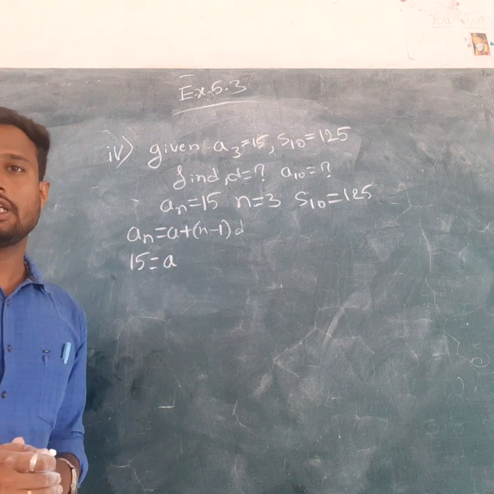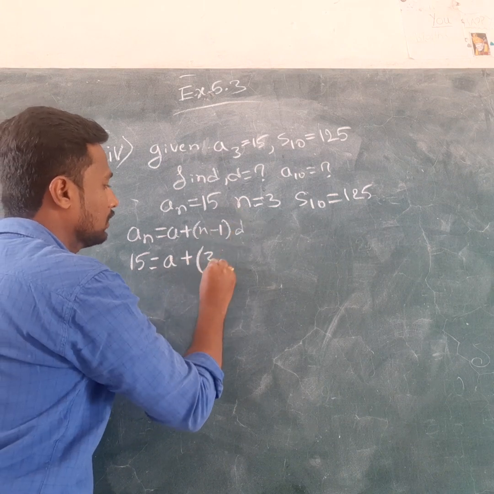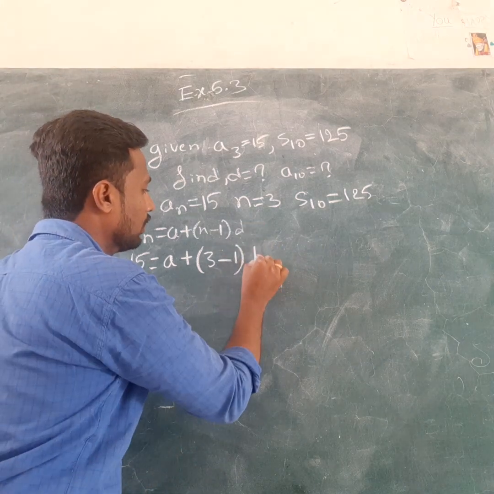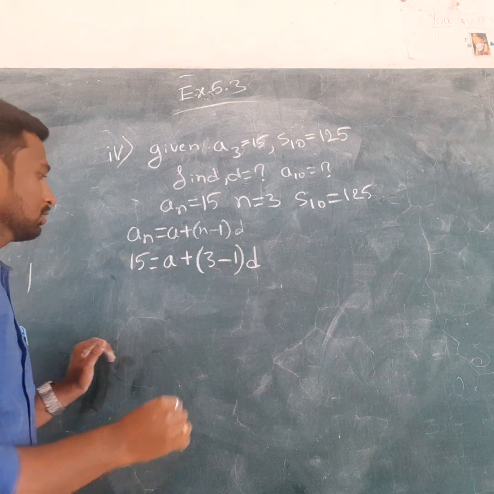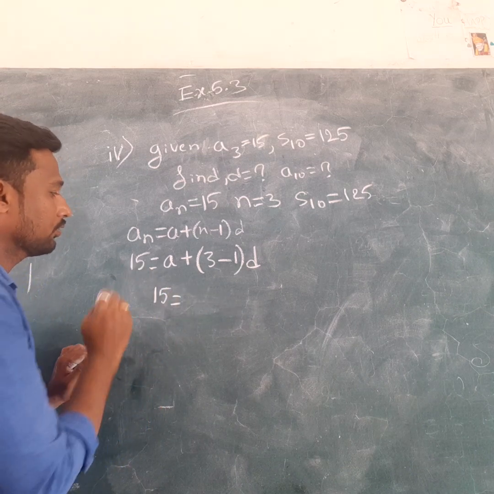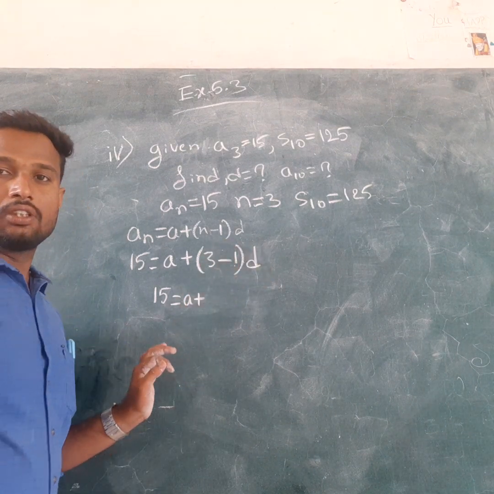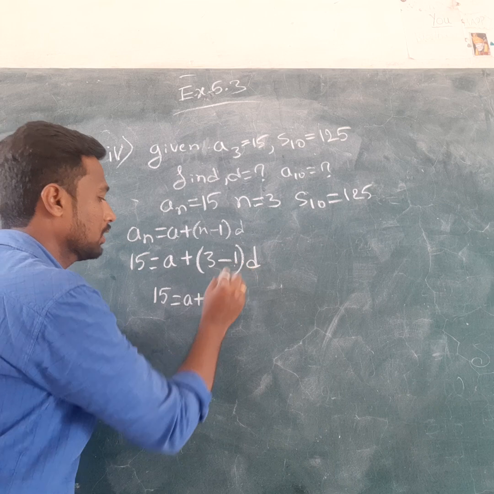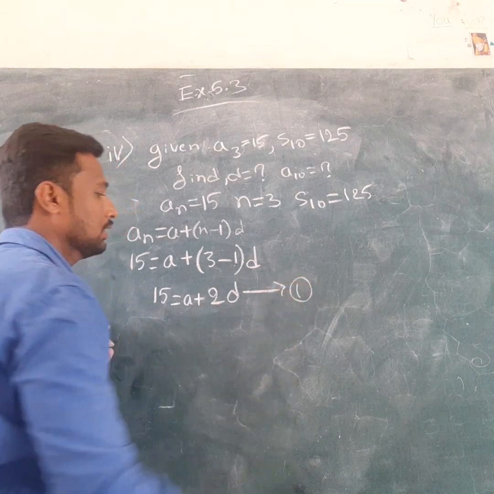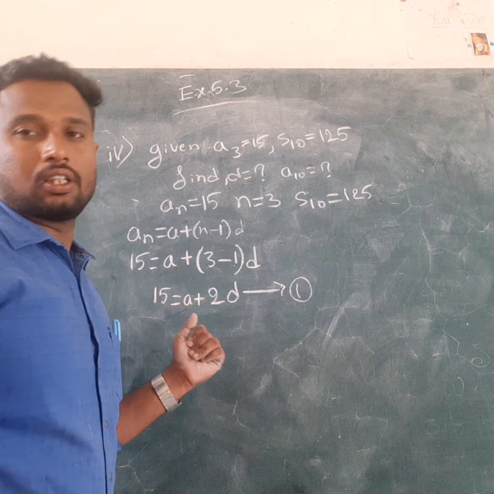We don't know the a value also. Next, the n value is 3, minus 1, and we don't know the value of d also. So here 15 is equal to a plus (3 minus 1) into d. 3 minus 1 is 2, so 2d. This is considered as equation 1 because we don't know the values of a and d.